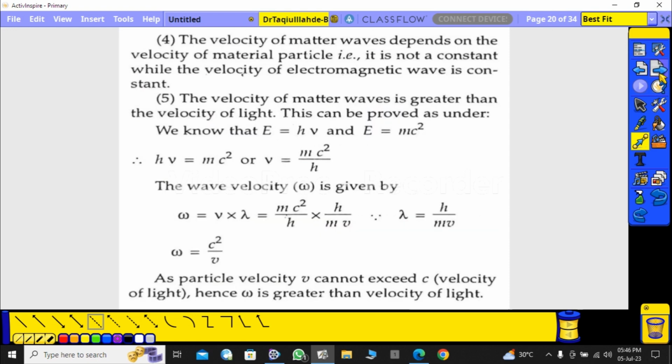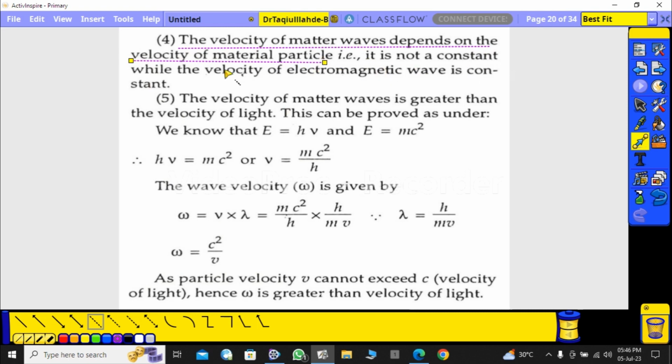So now, fourth point, the velocity of matter wave depends on the velocity of material particle. See here, there is something called the wave velocity and particle velocity. These are two different things, because how the wave is traveling and how the particle is traveling are different. Once again, this concept you should understand. The velocity of matter wave depends upon the velocity of material particle.